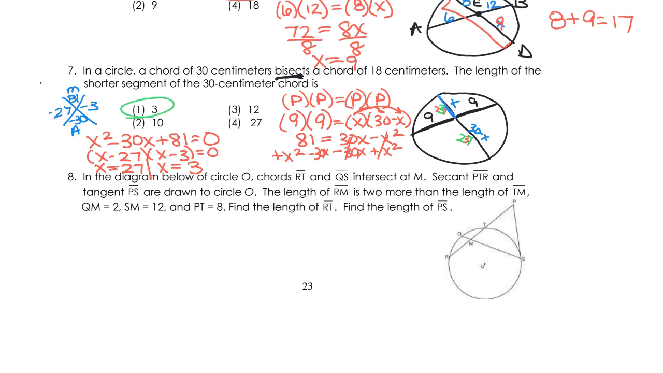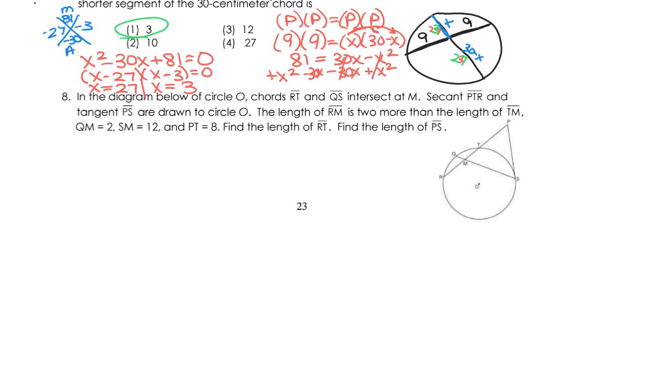Okay. All right. One last question, guys. Number 8 says in the diagram below of circle O, chords RT and QS intersect at M, and secant PTR and tangent PS are drawn to circle O. The length of RM is 2 more than the length of TM.